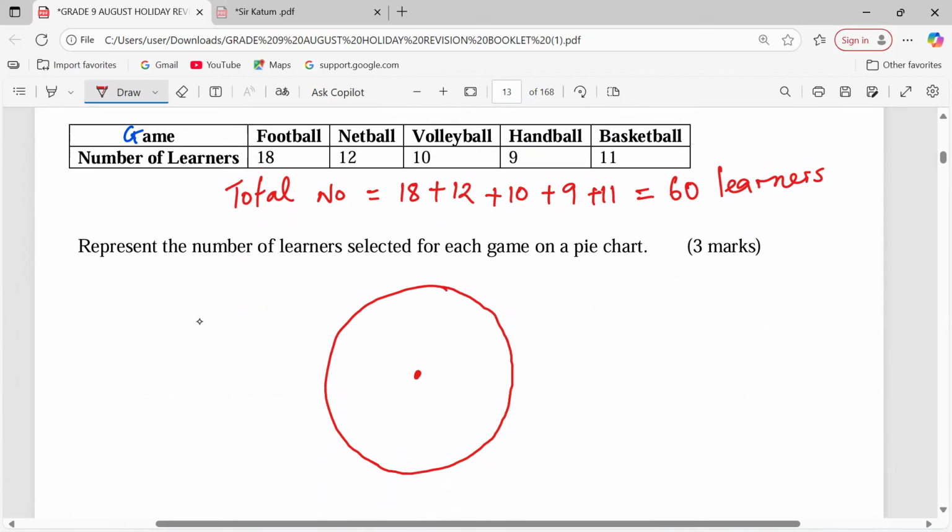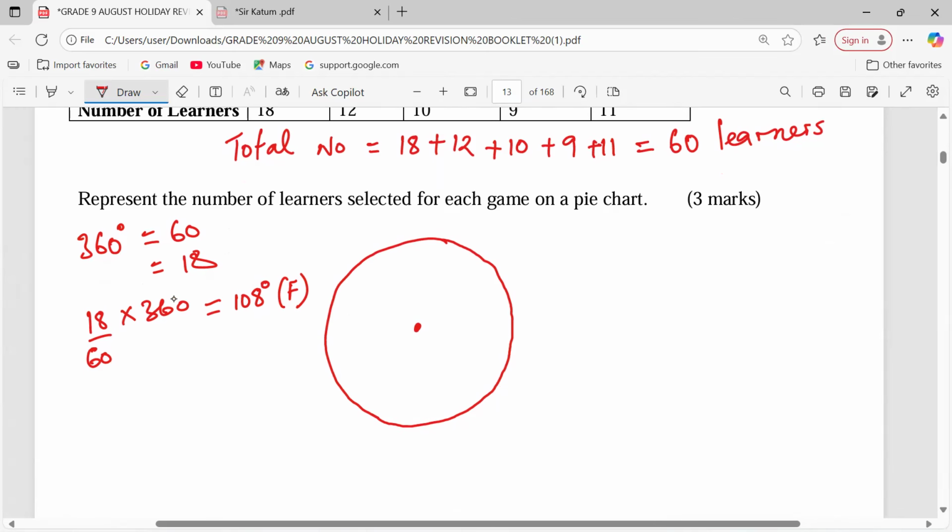by the total angle at the center of every circle, which is 360. So 360 represents 60 learners. Then how much angle do we need to represent 18? It should be 18 over 60 times 360. This is going to be 18 by 360 over 60, 108. This is for football.